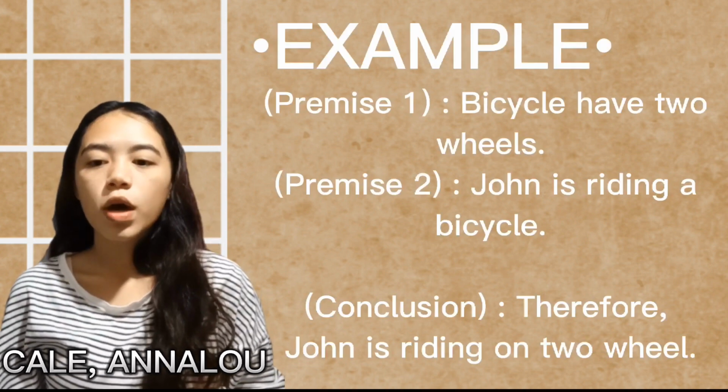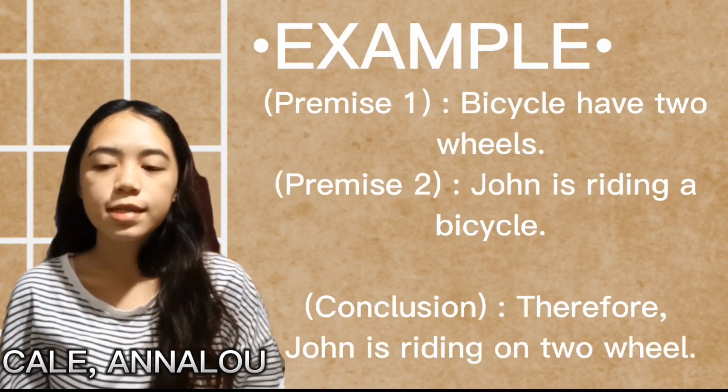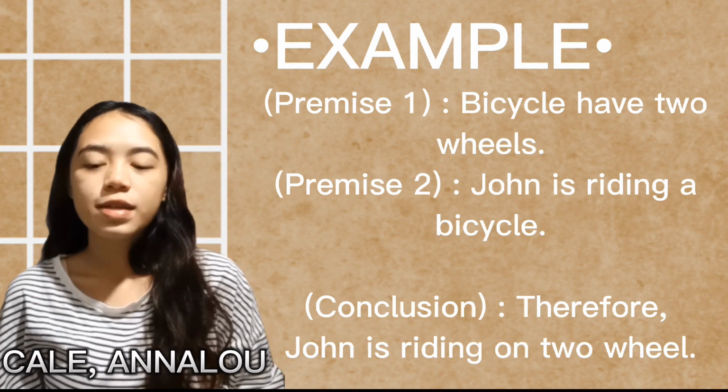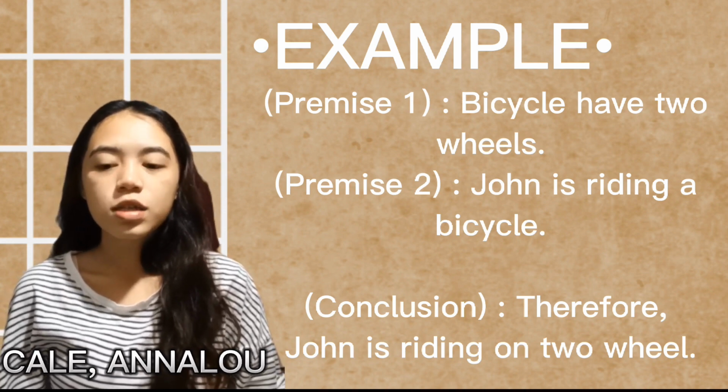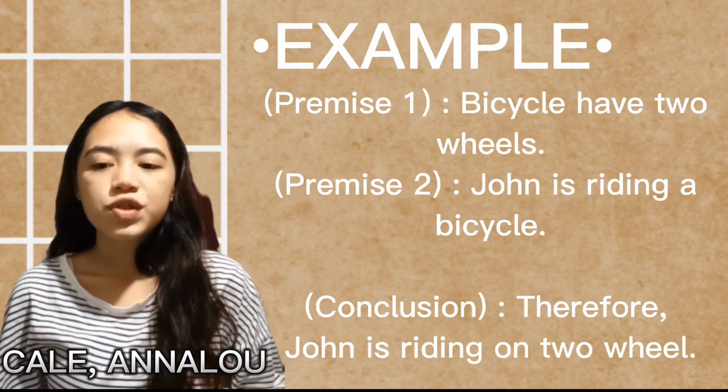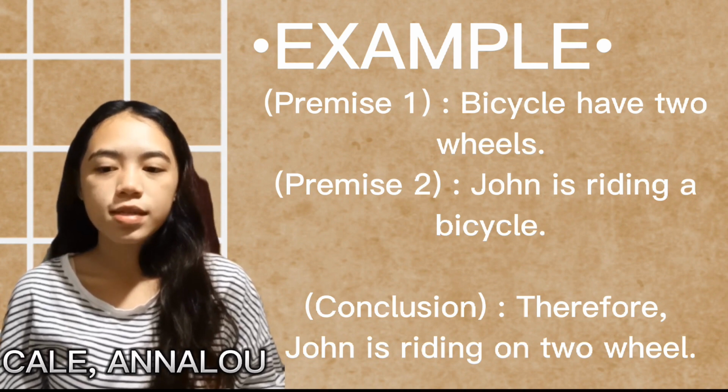So, example. Premise 1: bicycles have 2 wheels. Premise 2: John is riding a bicycle. Conclusion: therefore, John is riding on 2 wheels. So the premises are true, so is the conclusion.